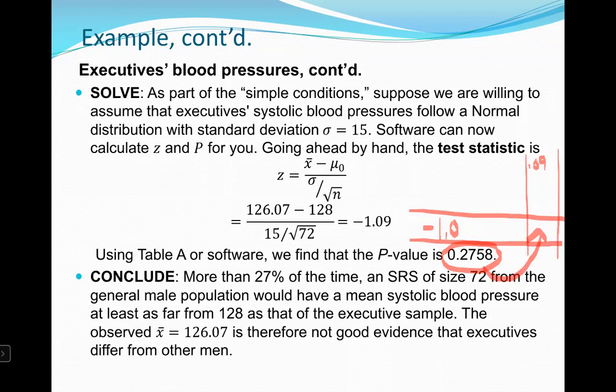More than 27% of the time, because 0.2758 is 27.58%, so more than 27% of the time, an SRS of size 72 from the general male population would have a mean systolic blood pressure at least as far from 128 as that of the executive sample. The observed X bar, the observed mean of 126.07, is therefore not good evidence that executives differ from other men.